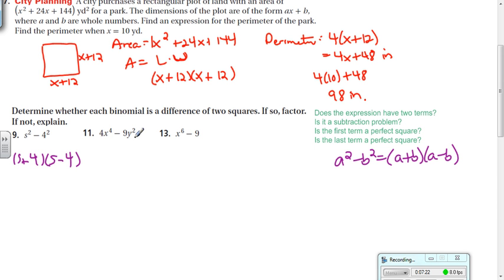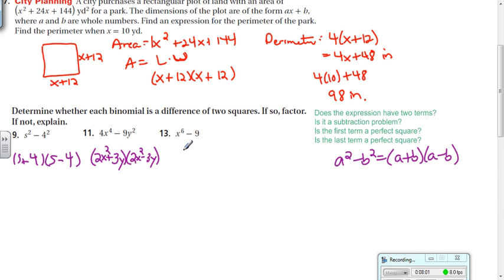Okay, number 11. Does it have 2 terms? Yes. Is the first term a perfect square? Well, square root of 4 is 2. And the only way a variable to an exponent can be a perfect square is if you have an even exponent. So 4 is even, which means I can split it up, x squared and x squared. Then 9y squared. Well, I can do a square root of 9 and get 3. I can split up y squared into y and y, so I have 3y and 3y. But I want the 3's to multiply to be a negative 9. So one of them has to be positive and one of them has to be negative. So those were both perfect difference of 2 squares.